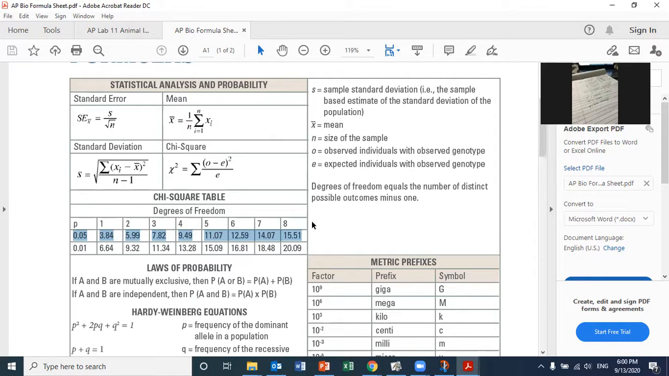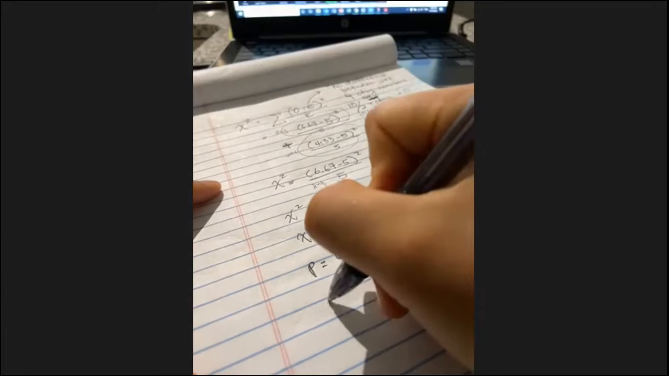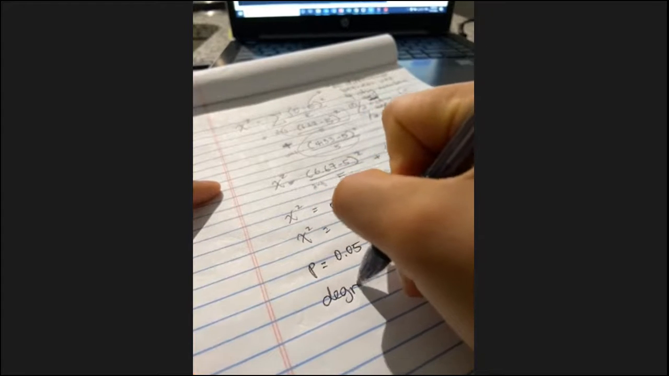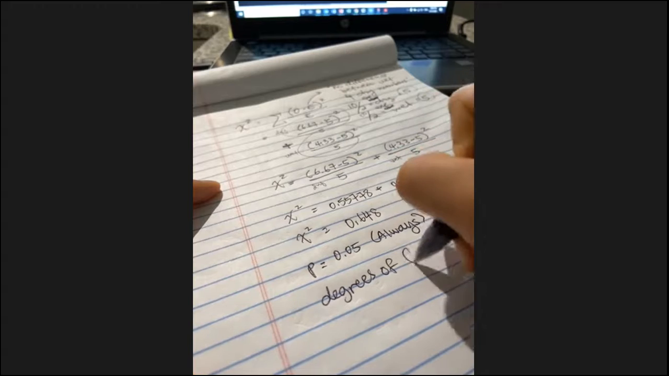So for degrees of freedom, you're going to have to figure out how to calculate that, right? So let me explain that in the simplest terms that I can. Degrees of freedom is going to be n minus 1. Okay, so let me go back to my page. Degrees of freedom equals n minus 1. Now, what is n minus 1, you might be asking?